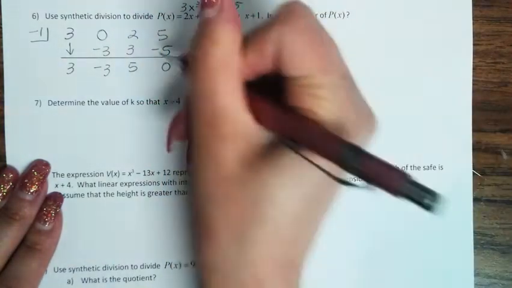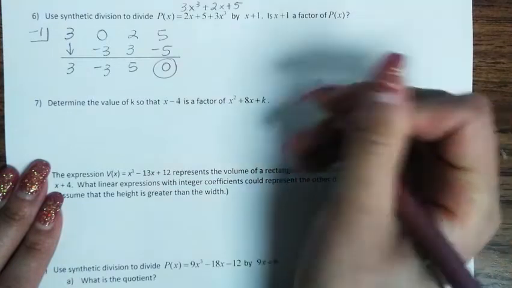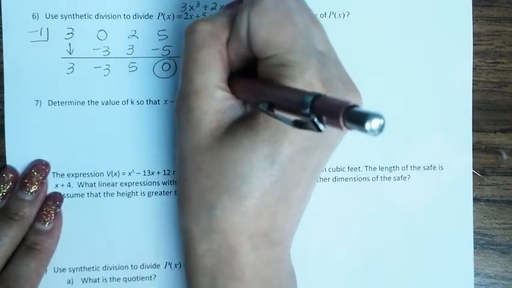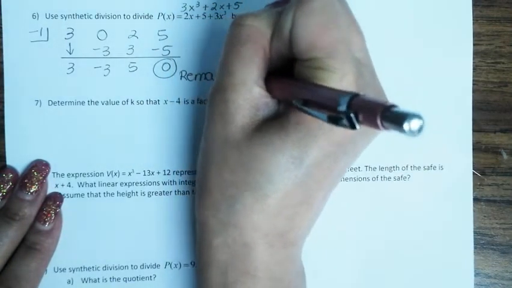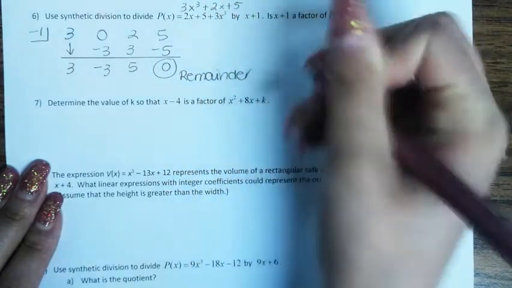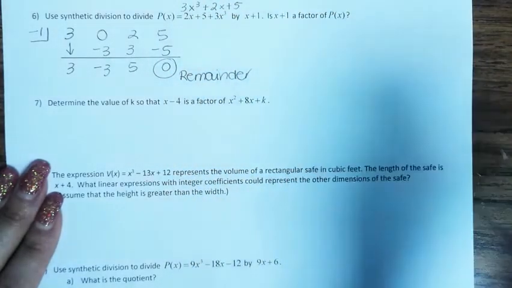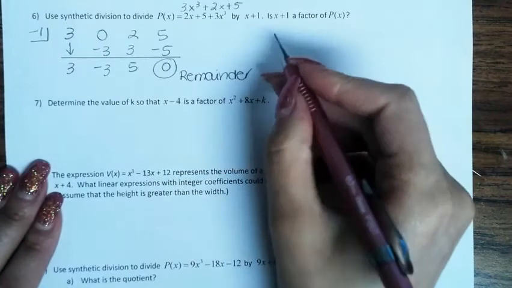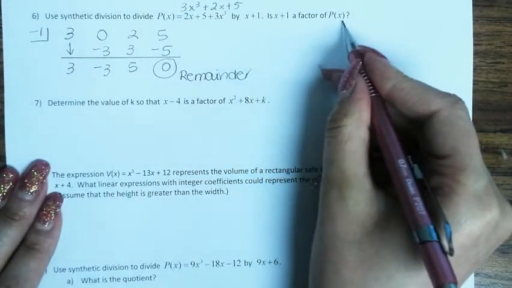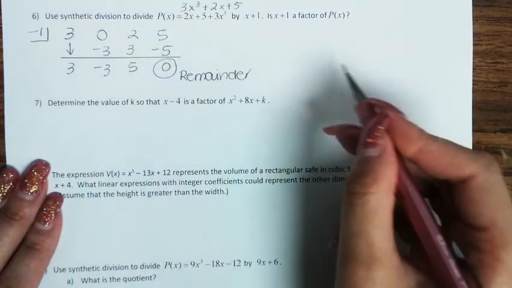What is the meaning of this 0 that you have over here? That's the remainder. Okay, in case that you are like, what is that? That's the remainder. Okay, so in this situation, is x plus 1 a factor of p(x)? It is, because the remainder is 0.